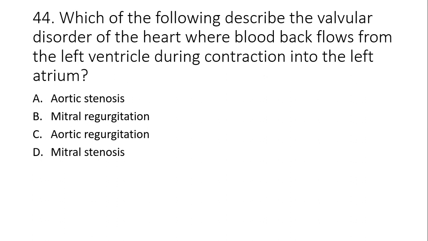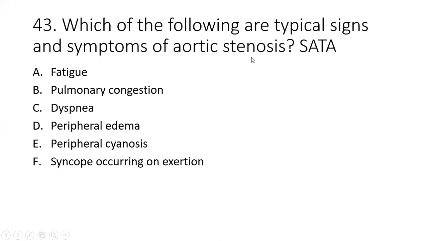Which of the following describe the valvular disorder? Wait, so what were the correct answers for that question? It's going to be A, B, and B is a later symptom, as the actual heart begins to fail. So fatigue, difficulty breathing, peripheral cyanosis, and the syncope occurring on exertion. Pulmonary congestion is the late symptom. So it's everything but D. Awesome, thank you.